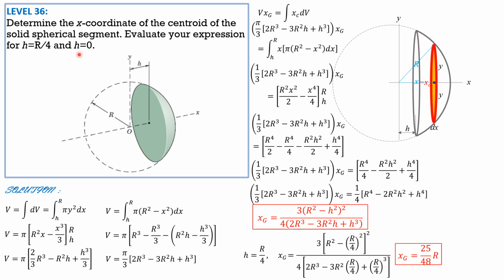Then when h is 0, it becomes a hemisphere. And remember that for a hemisphere, the location of the centroid is 3/8 from the base of the hemisphere to the centroid of the solid hemisphere. So let's check. When h is 0, xg would be 3 quantity r square quantity square over 4 quantity 2r cubed, then the rest is 0. So this is 3r to the fourth over 4 over 8 r cubed. So 3r to the fourth over 8 r cubed is 3/8 of r, which checks for the location of the centroid of a hemisphere. So that's it for this problem.